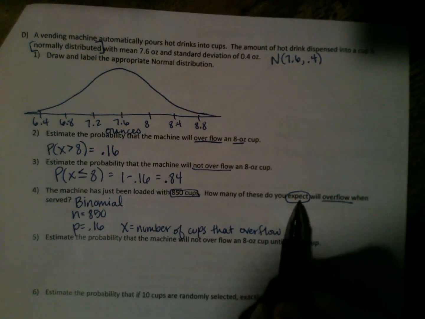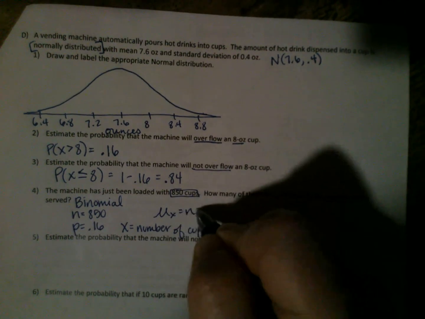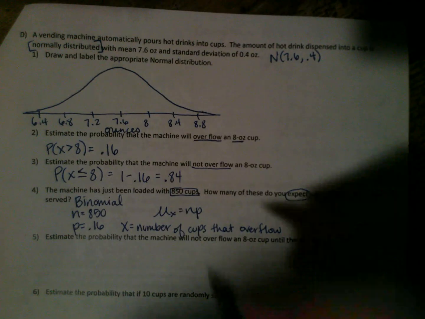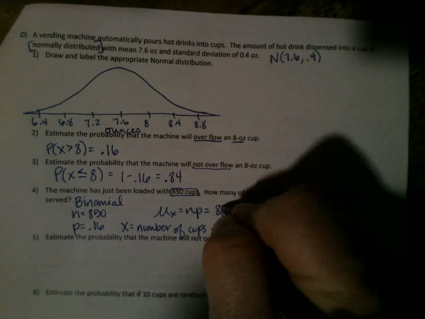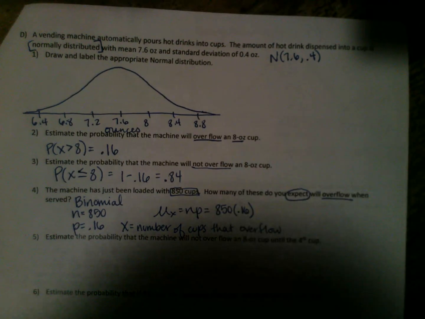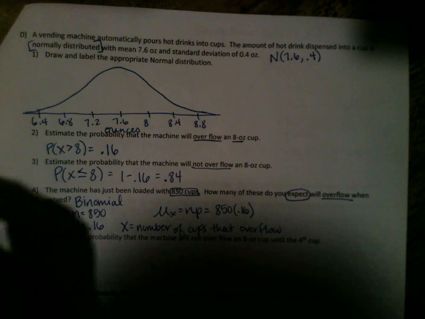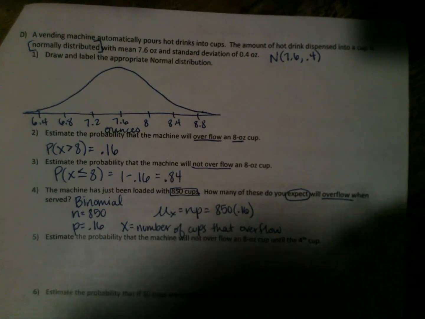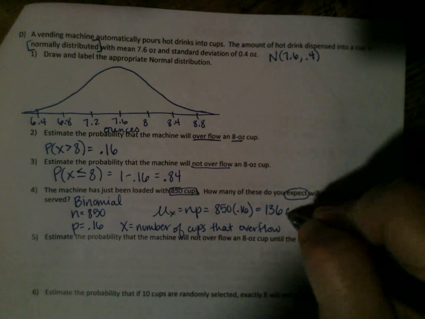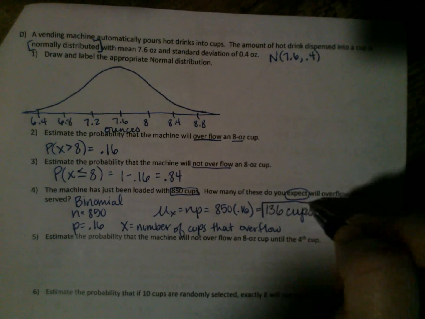And we were asked to find how many we expect, which is the mean. For binomial, that is N times P, and that formula is on the formula chart. That is 850 times 0.16. And I get 136. That's a mean, so it needs units. So that's 136 cups.